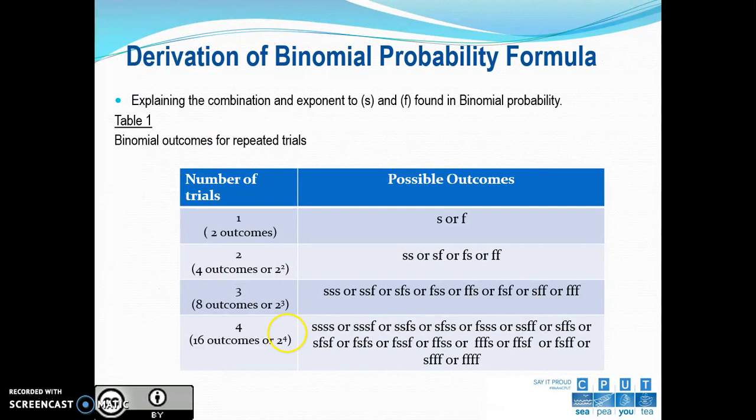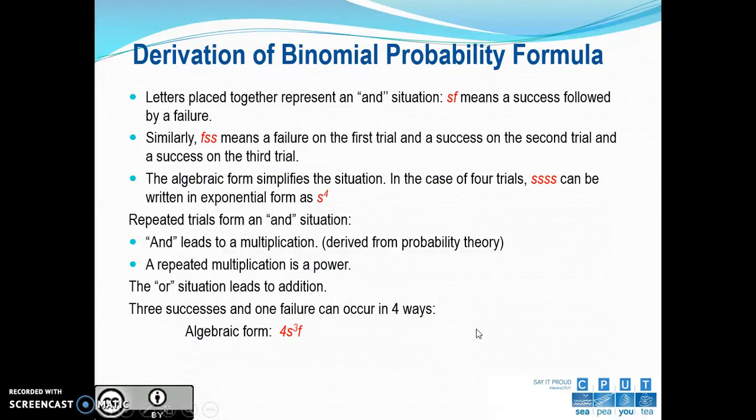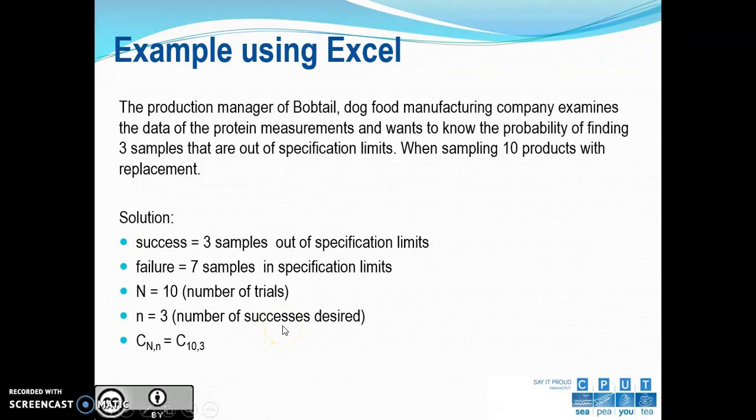Looking at table 1, getting 3 successes and a failure is either we get 3 consecutive successes and a failure, or 2 consecutive successes, a failure and a success, or a success followed by a failure and 2 successes, or a failure followed by 3 successes. And when you add these using the basic probability rules that we explained, the OR is going to be an addition. So when you add these, you get the number of ways you can get 3 successes and a failure. Now let's look at an example.